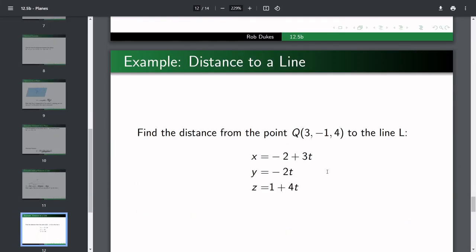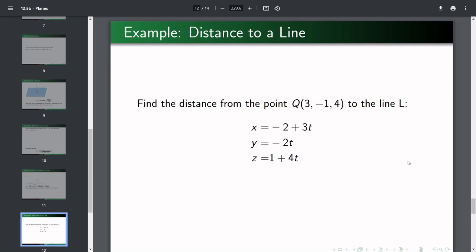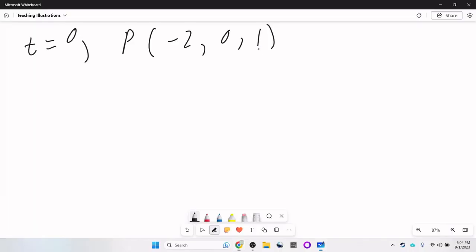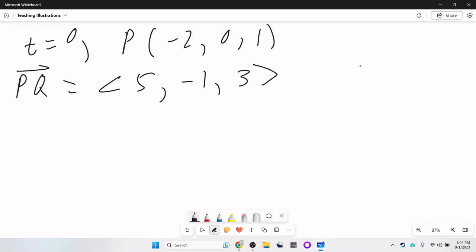So our example here: find the distance from the point Q, which is (3, -1, 4), to this line. The easiest way to get a point P would be to just plug in 0 for t. So if t equals 0, we get P as (-2, 0, 1). Then PQ would be (5, -1, 3). And then we want V, the vector of the line, to be (3, -2, 4).